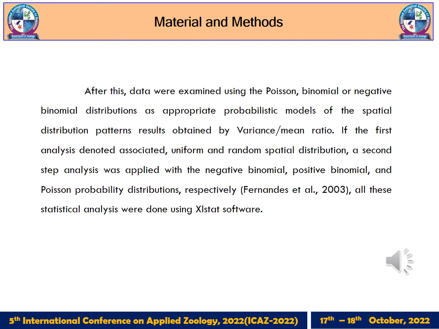Once the variance mean ratio was obtained, data was examined using Poisson, positive binomial or negative binomial distributions as appropriate probabilistic models of the spatial distribution patterns, following the results obtained by the variance mean ratio. If the first analysis denoted an aggregated, uniform, or random spatial distribution, a second step analysis was applied with the negative binomial, positive binomial, and Poisson distribution respectively, and this analysis was applied using XLSTAT software.